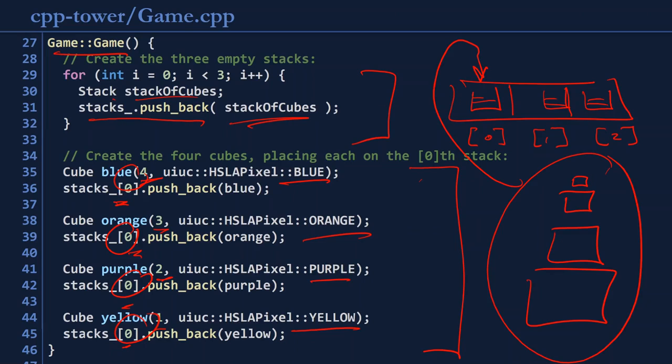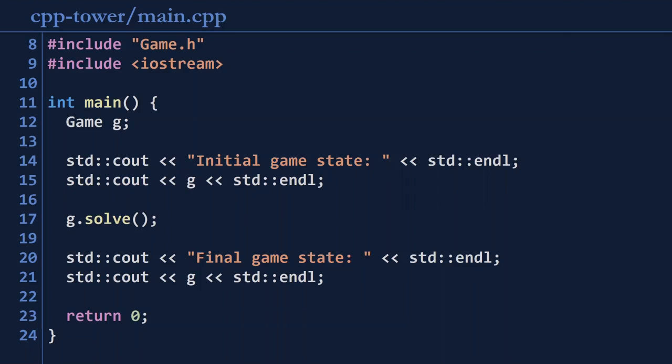We haven't seen a main function, so I created a main.cpp that's going to actually run the game. So the goal here is we're going to, here in main.cpp, create a game, game G, and we're going to print out the initial game state. So on line 14, I do cout and say initial game state, and then on line 15, print out G, the game itself. So since we defined our friend ostream operator, we're able to print out the game itself, and that's going to print out information about the game, which I implemented in the game.cpp file that you can check out. Here on line 17, g.solve.